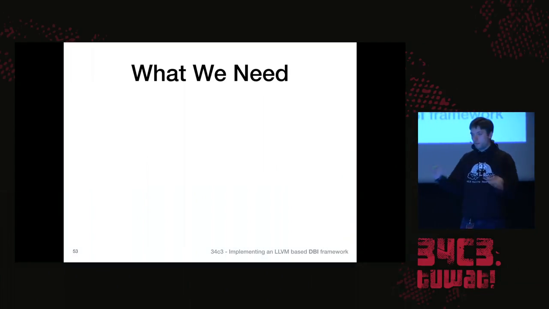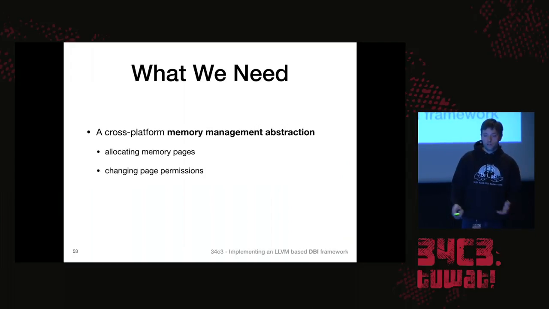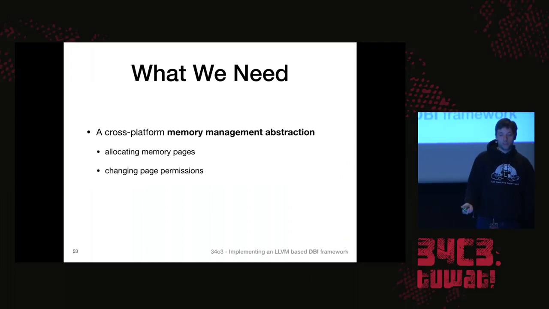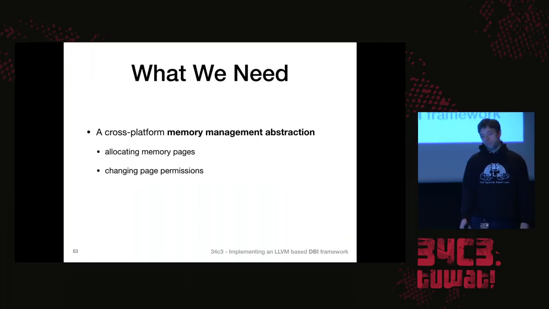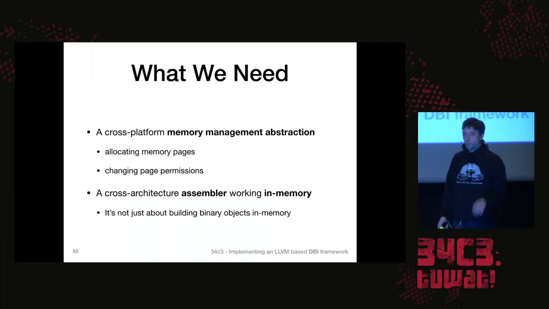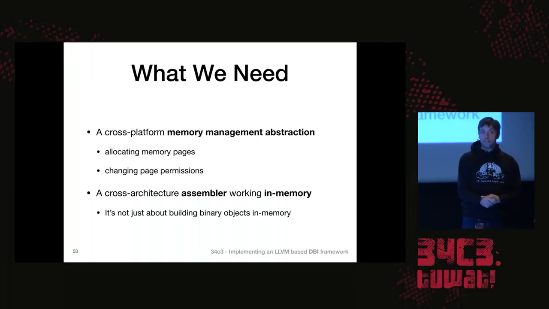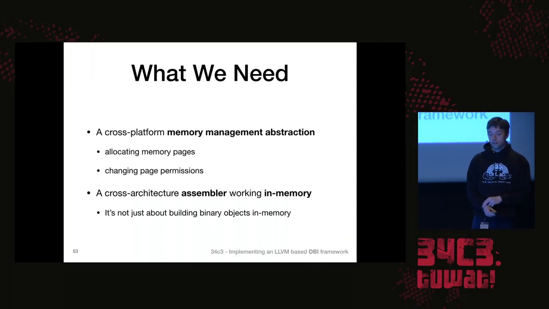To realize all of that is not easy in a multi-architecture context, because we need a cross-platform MMU, memory management unit. We need an abstraction of it, because we want to allocate memory pages and change those page permissions. We also want a cross-architecture assembler that works in memory. We don't want to create a binary on disk. And it's not that simple. A lot of assemblers simply assume that they are going to create sections and a binary object and things like that. But this is not the case.